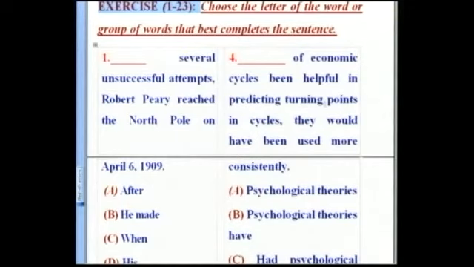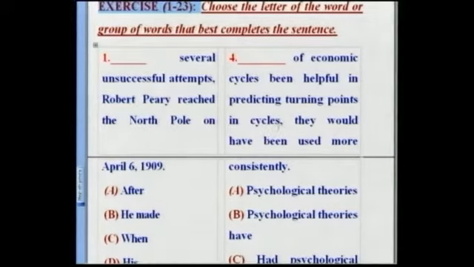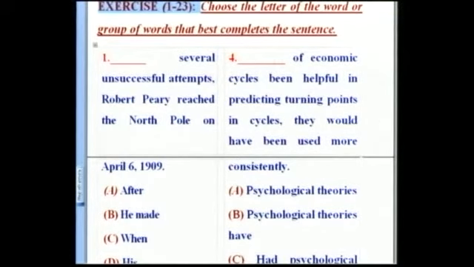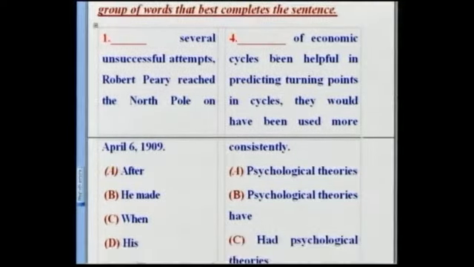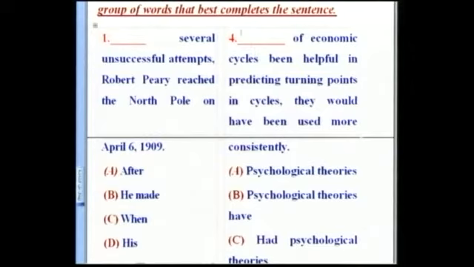In predicting turning points in cycles, they would have been used more consistently. I have here "they would have been," a complete clause, so I want a subject and a verb. They would have been, so I need a subject and verb. Let's see what we have.